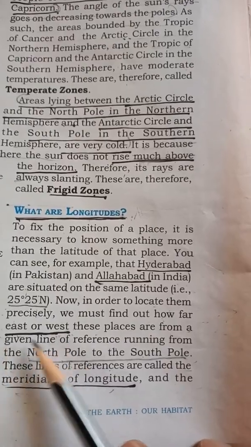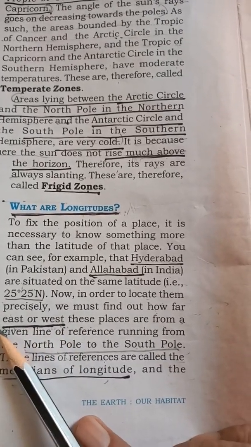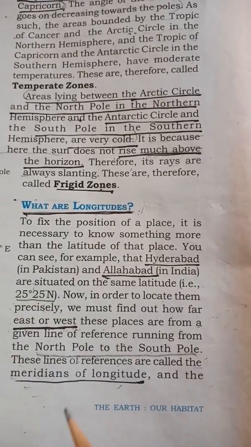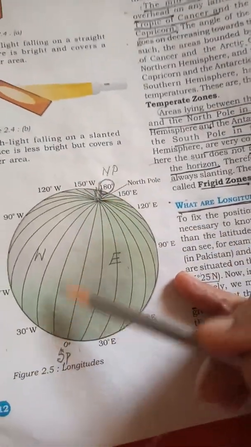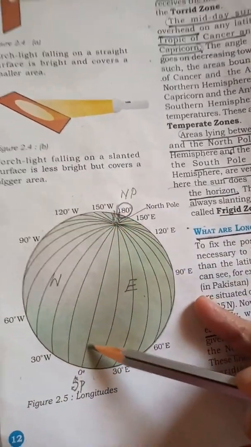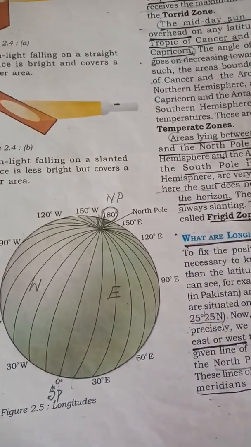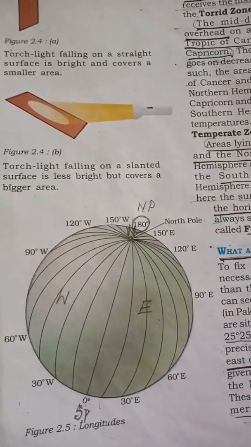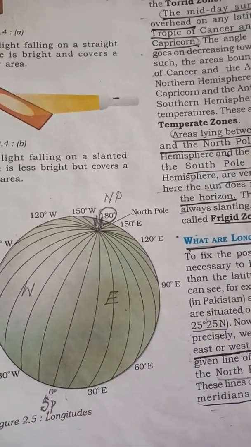That is very important to know how far it is from the west and how far it is from the east. Okay children, so there are some more reference lines which are running from north to south. See, they are running from north to south and they are called longitudes. They are called meridians of longitudes.